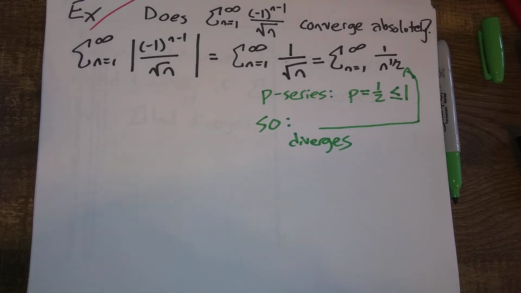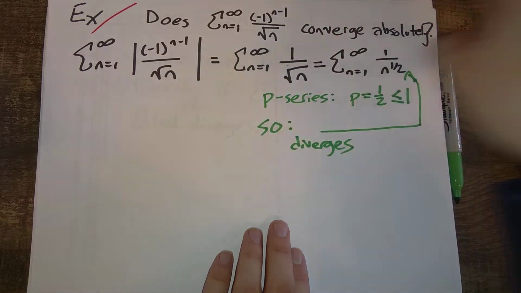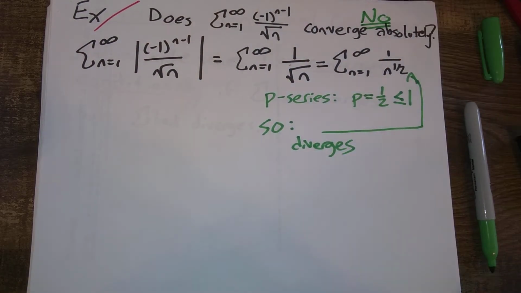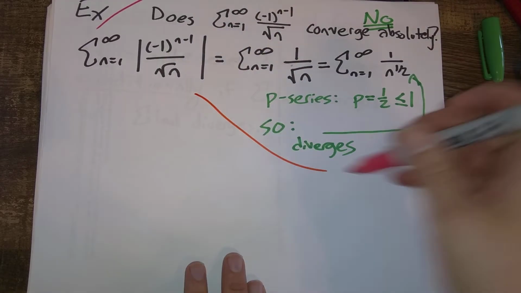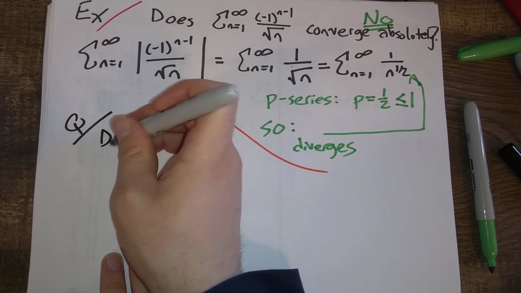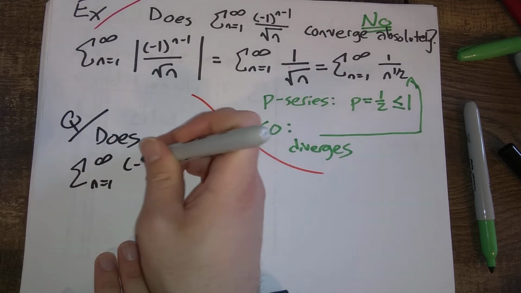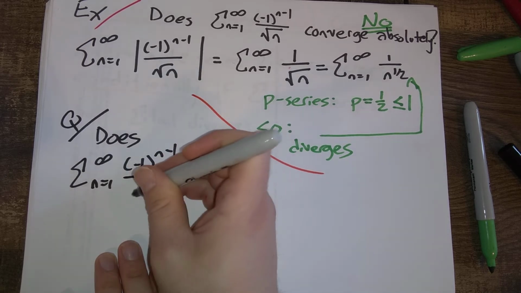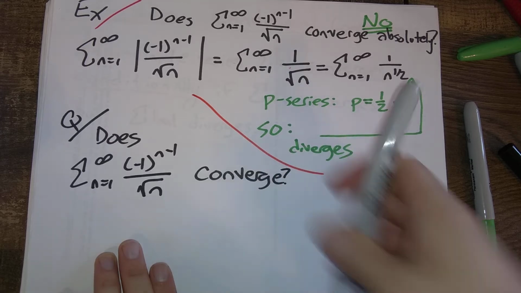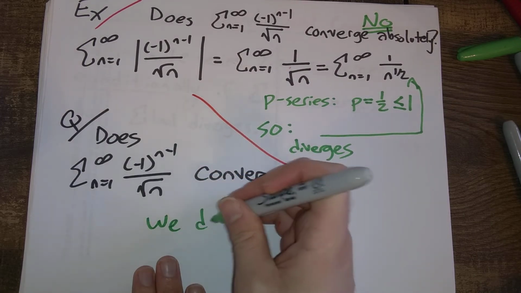Okay, so what do we conclude here? Does the original series converge absolutely? No, it doesn't converge absolutely. But a question that we should ask is, does the sum from n equals 1 to infinity of (-1)^(n-1) over square root n converge at all? Right now the answer is, we don't know.